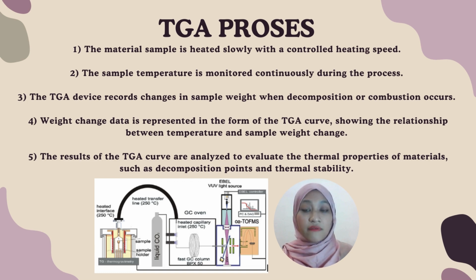And next, a TGA curve is used to calculate and show weight change data. This graph illustrates the link between the sample temperature, x-axis, and percentage change in weight, y-axis, describing the sample's burning or decomposition process. And the last step, the TGA curve is examined to assess the material's thermal characteristics from the data obtained. Decomposition point, thermal stability, weight change pattern, and the kind of chemical process that takes place during heating are all included in this. The purpose of the TGA heating process is to deliver precise and comprehensive data regarding the thermal response of the material to temperature, which can be used for materials development, quality control, and industrial application.